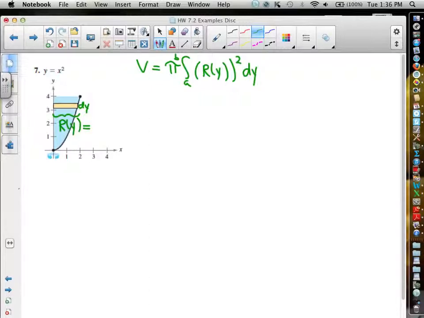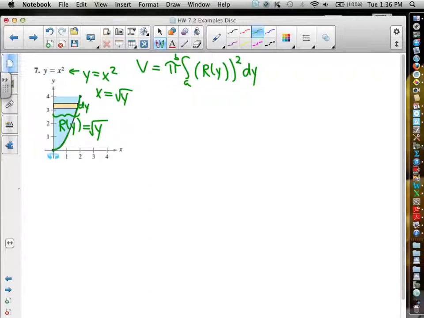What variables am I going to be working with in the problem? Y's. So I want to say the end of this rectangle touches this curve right here. That curve is y equals x squared, but I want my variables to be y's, not x's. So I want it to be x equals. If I solve this for x equals, I get the square root of y. So my radius is square root of y.